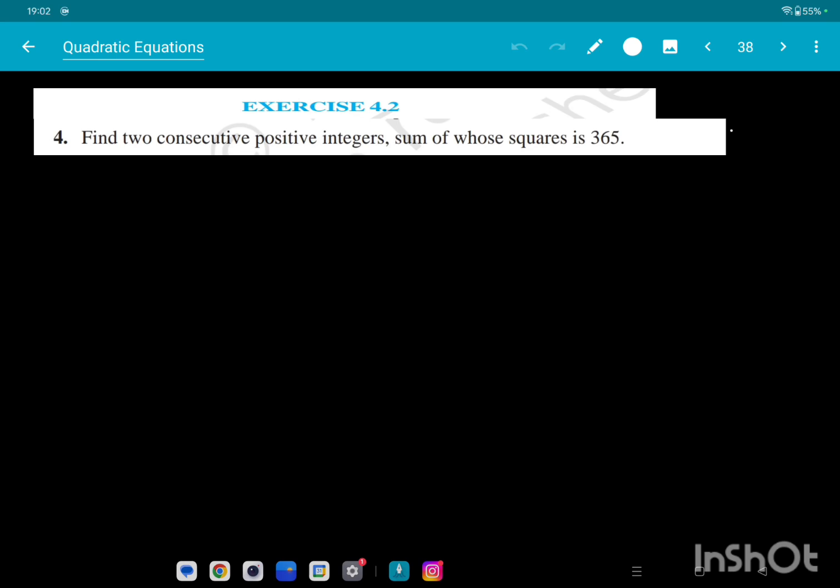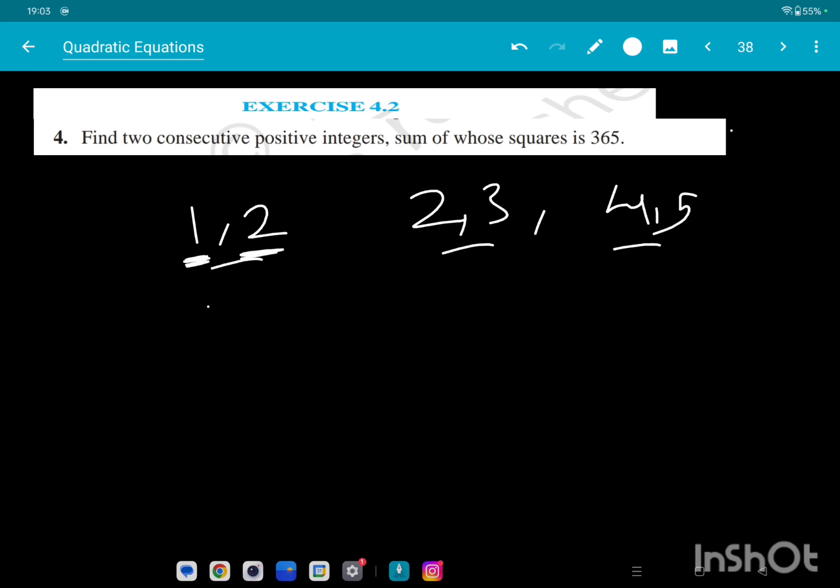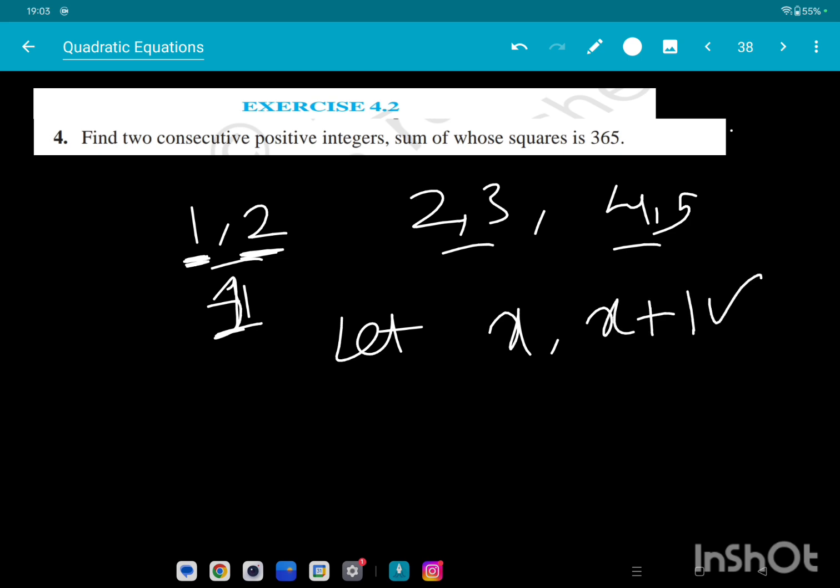So I already discussed with you what consecutive numbers are. Consecutive numbers are nothing but numbers where one number is next to another number. For example, 1, 2 are consecutive numbers. 2, 3, 4, 5, these are all consecutive numbers. So the difference is 1 only. Which means, let's say for example, let x be one consecutive number, then the other number will be x plus 1 only. This is the clue we need to know.